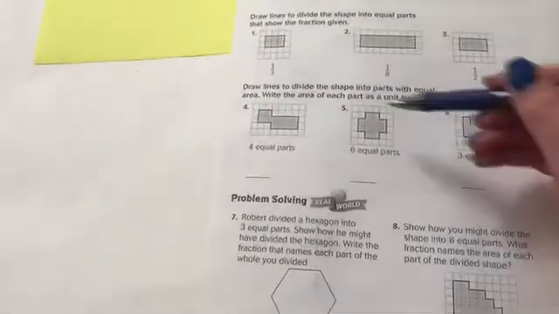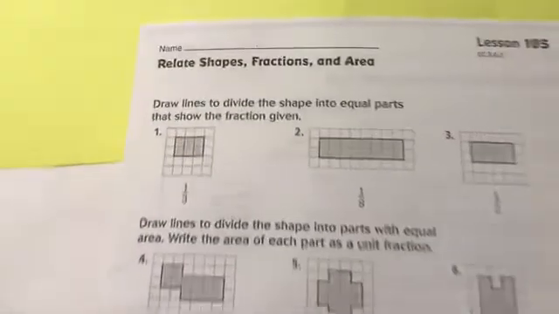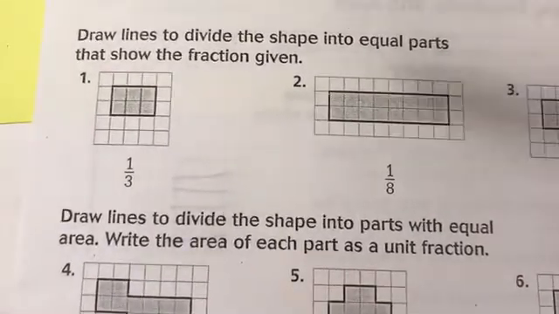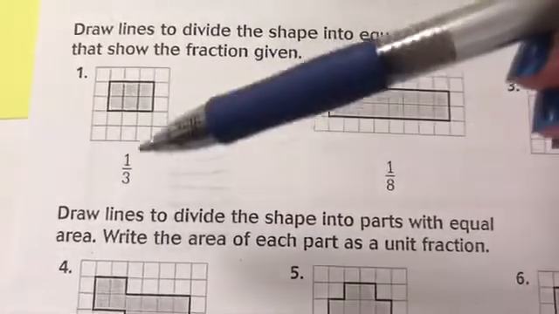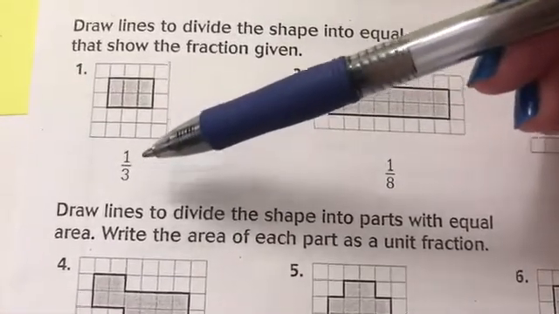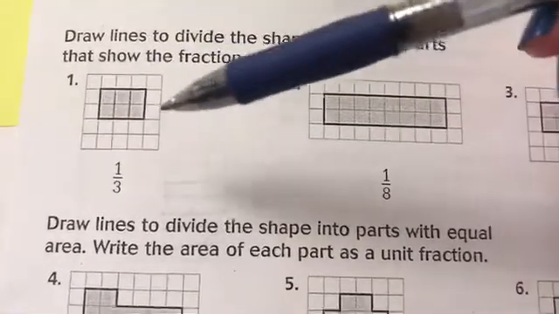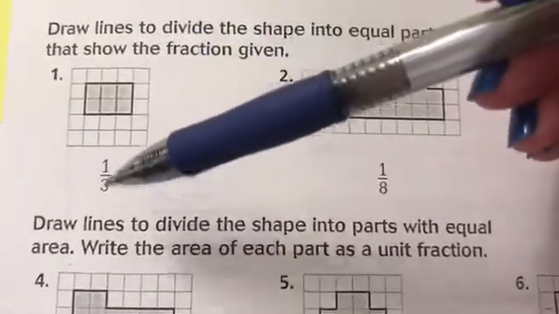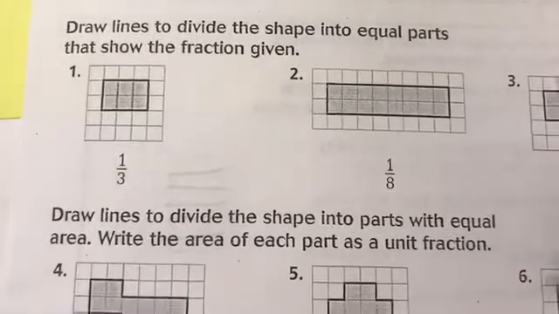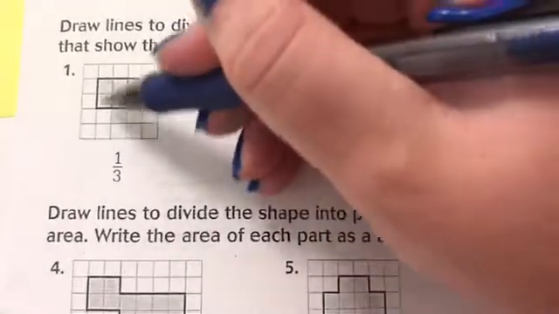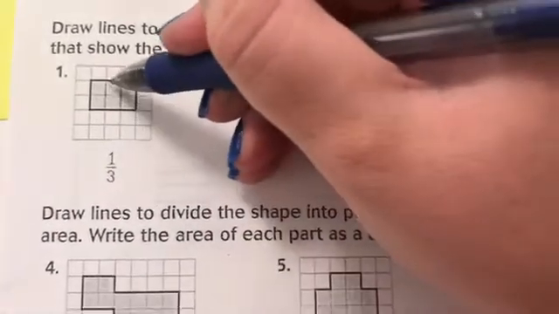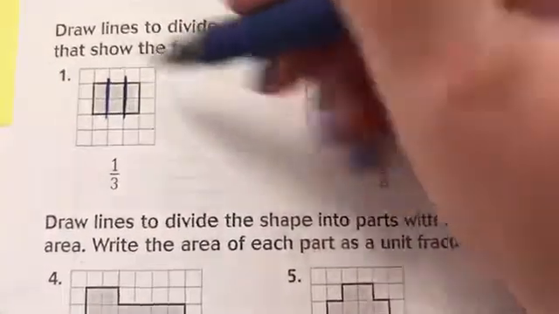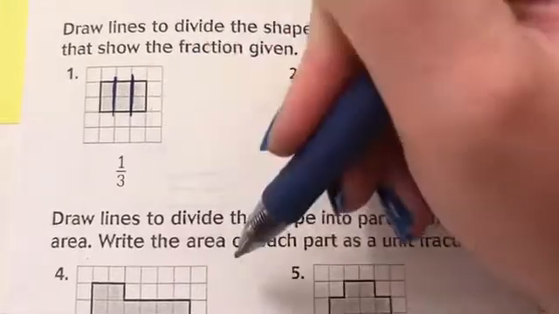Uh-oh, I see we're gonna get into some funky looking shapes. Let's keep going. All right, now it wants us to draw lines to divide the shape into equal parts based on the fraction that they give us. So this gives us 1/3, so it wants us to divide this rectangle into 3 parts. Do you guys see how we can do that? I have 1, 2, 3 columns, so I can just go 1 and 2, and that gives me 1, 2, 3 parts.